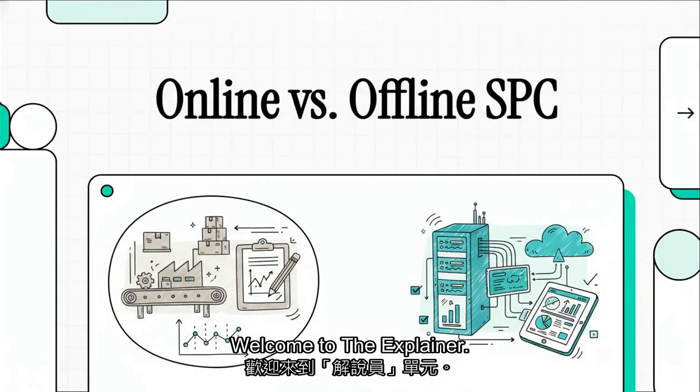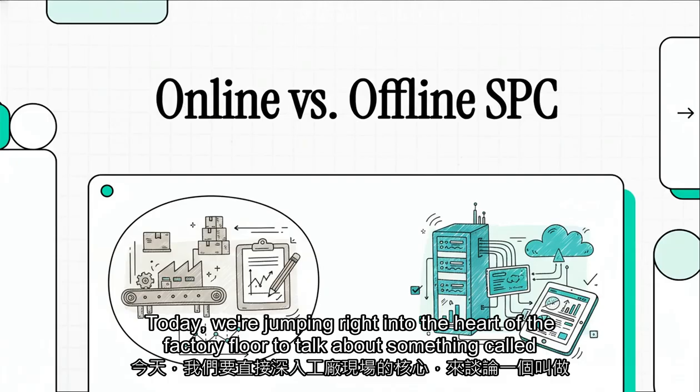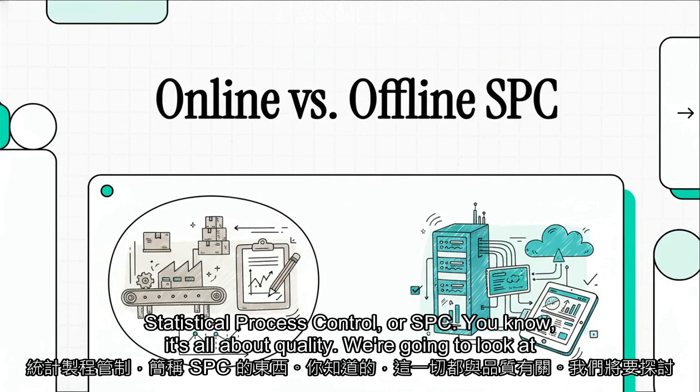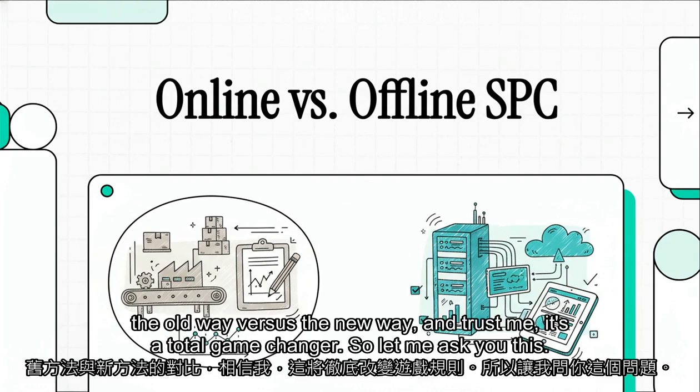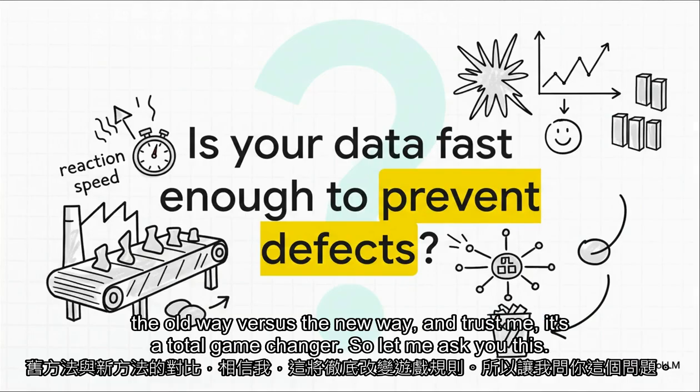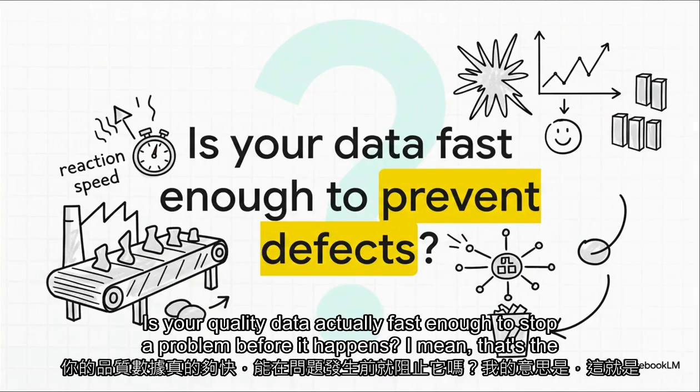Welcome to The Explainer. Today we're jumping right into the heart of the factory floor to talk about something called Statistical Process Control, or SPC. It's all about quality. We're going to look at the old way versus the new way, and trust me, it's a total game changer. So let me ask you this. Is your quality data actually fast enough to stop a problem before it happens?